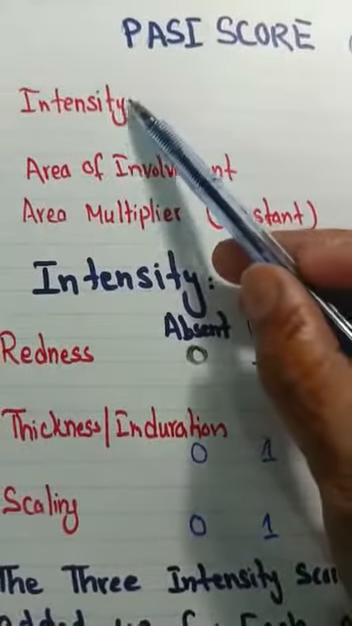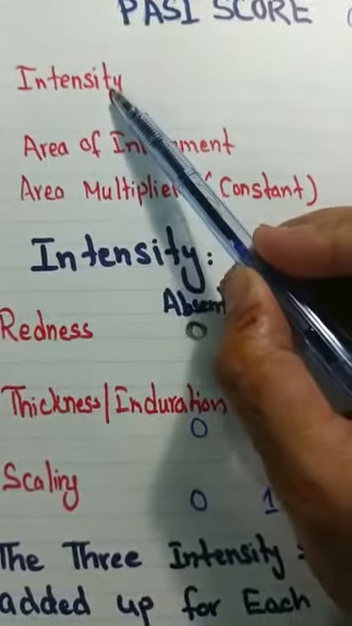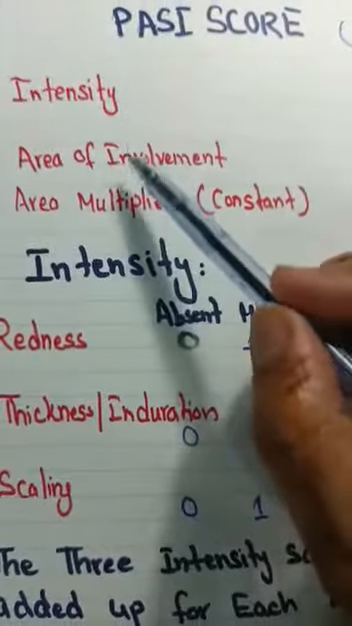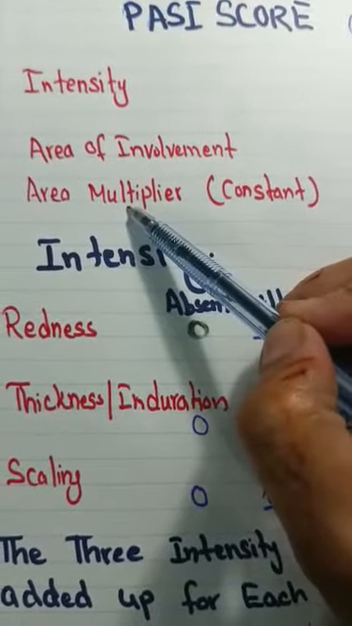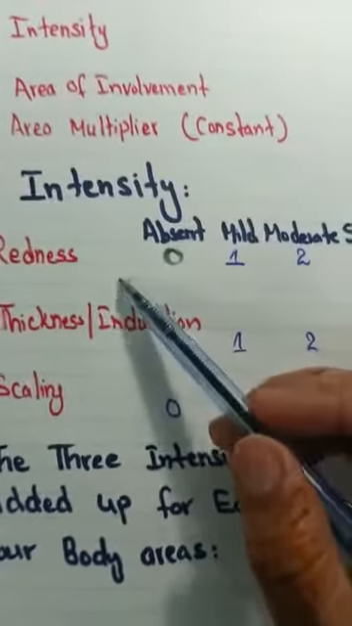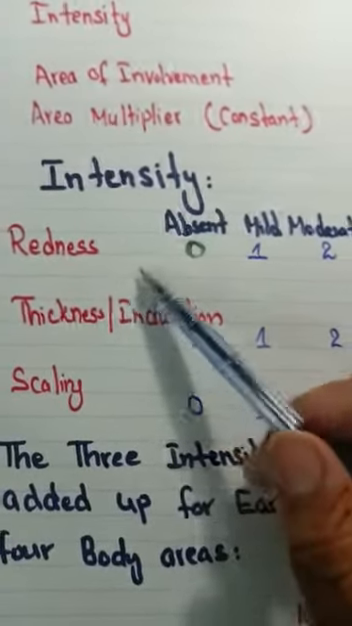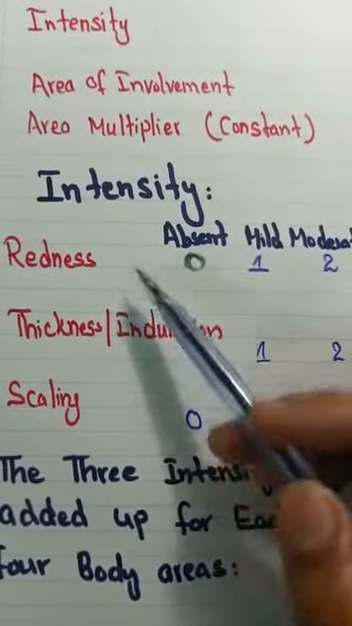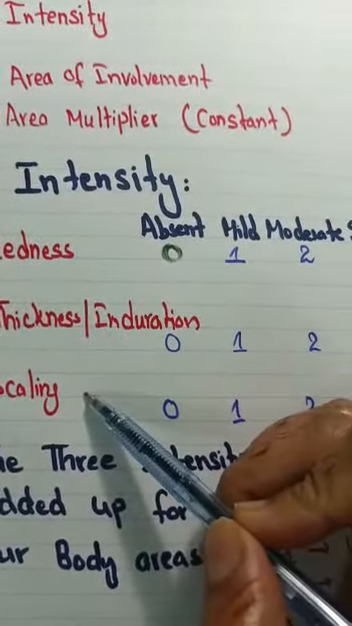In the PASI score, we have to calculate three main parameters. First is the intensity of the lesion. Second is the area of the involvement, and third is the area multiplier, that is constant. In the intensity of the lesion, we have to calculate three features of the lesion. Number one is the redness, number two is the thickness or induration, and number three is the scaling.